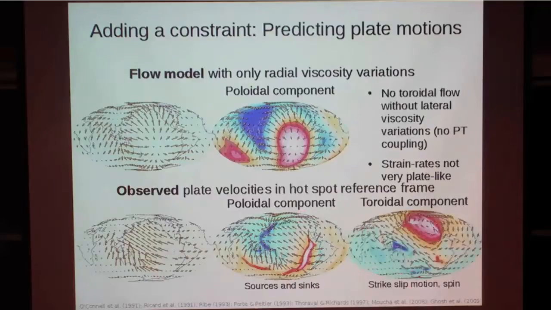And here's the toroidal component. That's the spinning component for the present day. We do not match that. So that means a layered viscosity model is never, ever able to explain plate velocities.